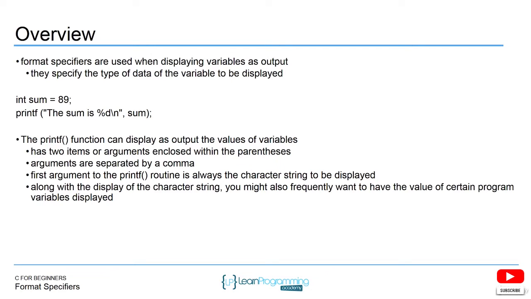So along with the display of the character string, the sum is, right after displaying the sum is, %d is going to be mapped to the variable that you want to display as well. And then \n is going to be interpreted as a line feed. So this is going to display the sum is, the value of sum, and then a line feed.